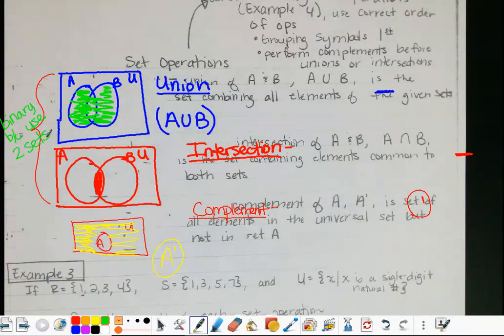Potentially they can use more than two, yes, but the complement, however, only has set A, so it's called a unary. U-N-A-R-Y. Unary operation, because it's one set.